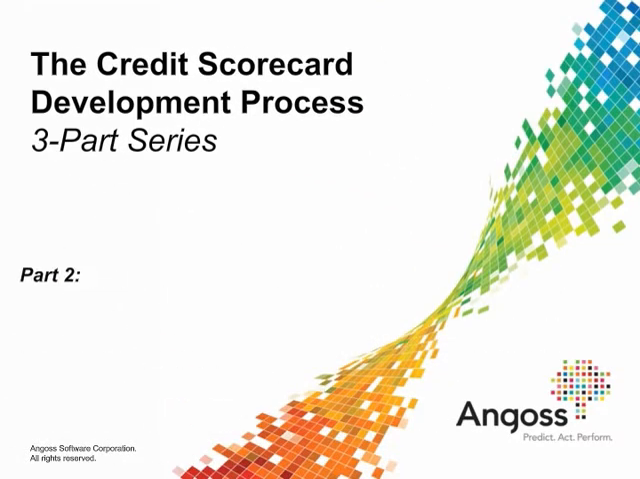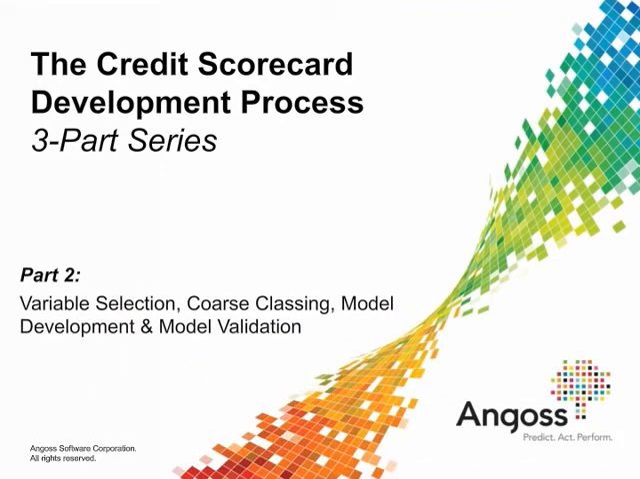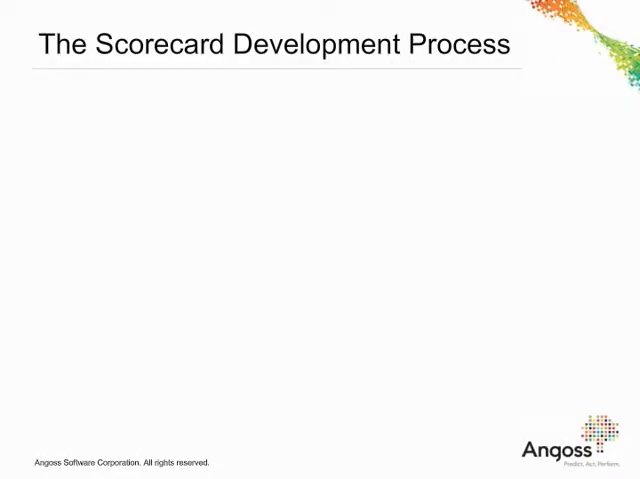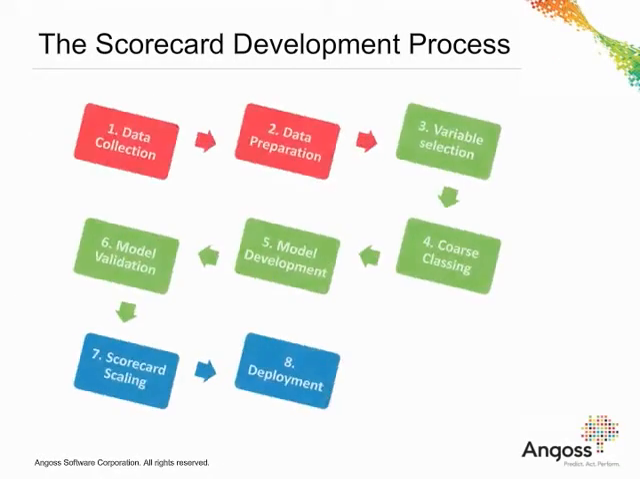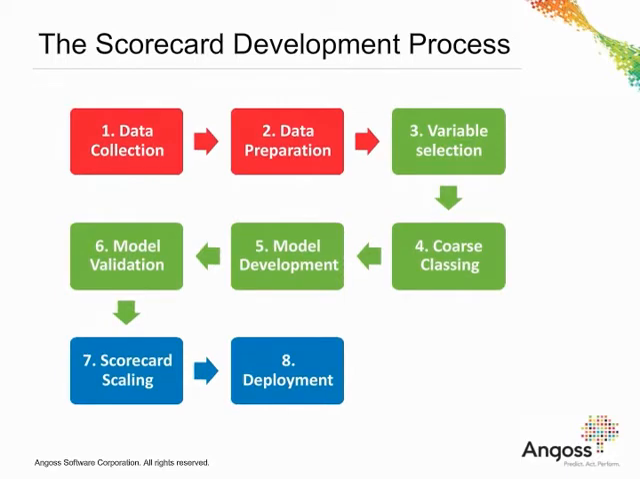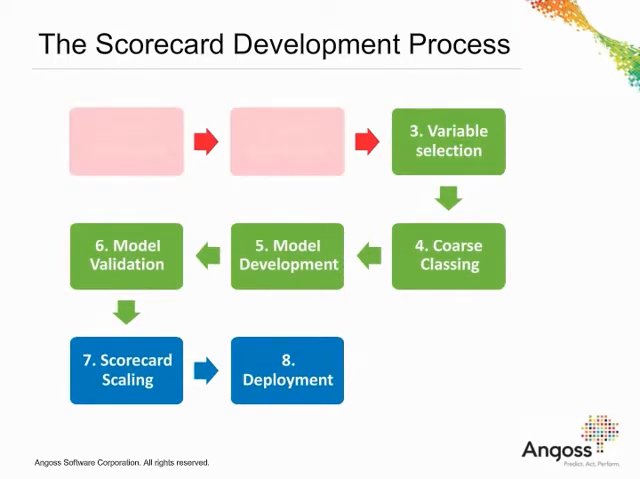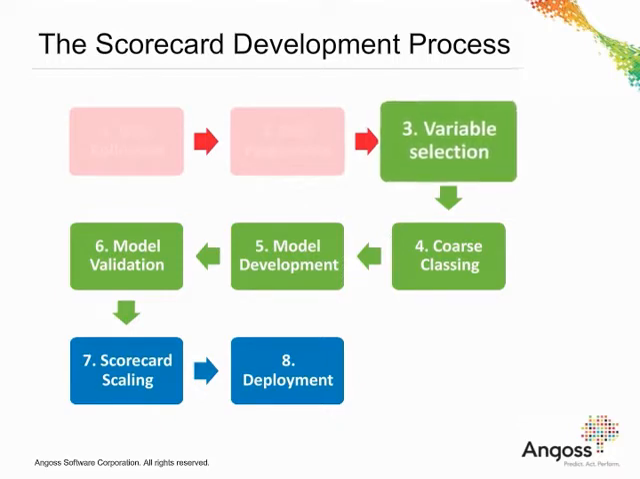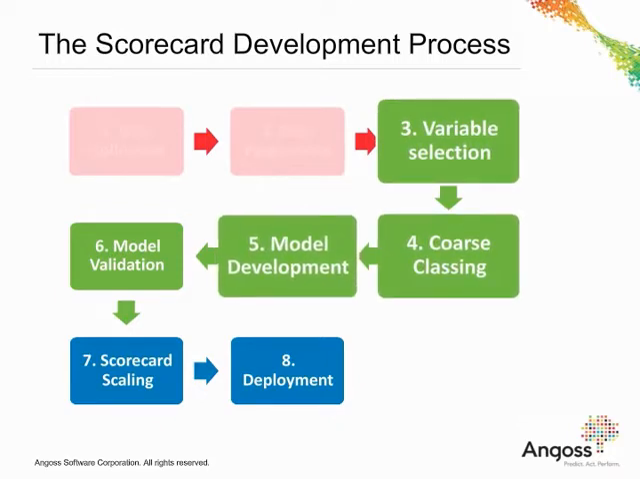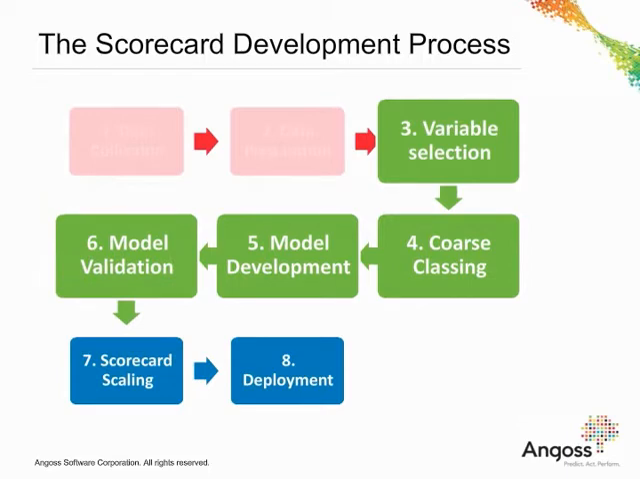Welcome to part 2 of Angos Software's 3-part series on the credit scorecard development process. In part 1 of this series, we introduced the credit scorecard and discussed the first 2 steps in the process, data collection and data preparation. In this video, we will talk about variable selection, coarse classing, model development, and model validation.